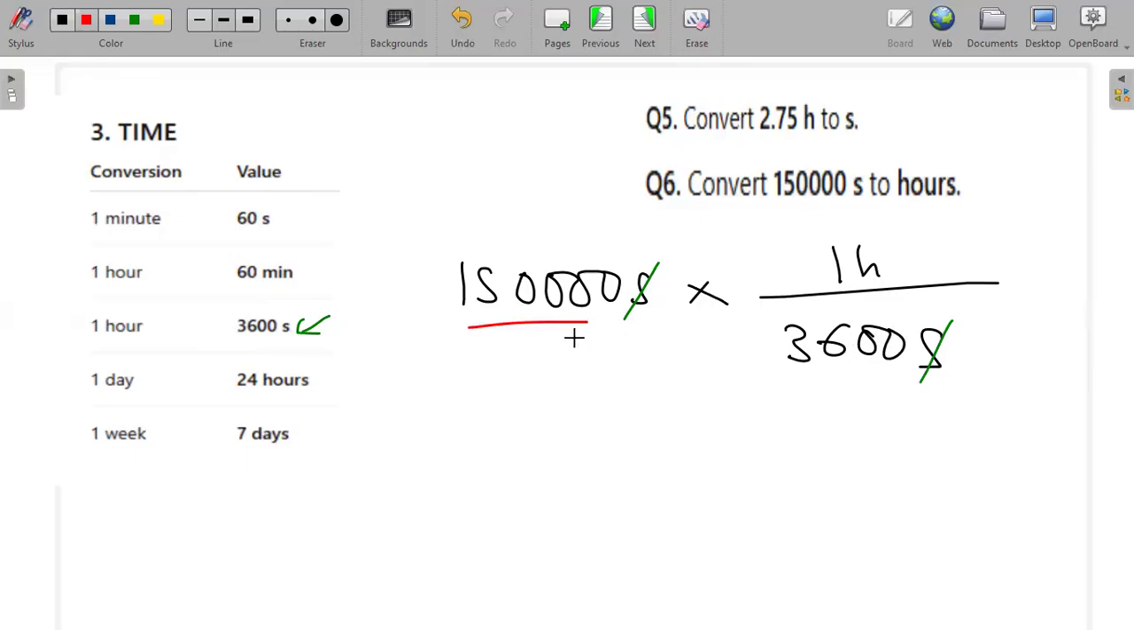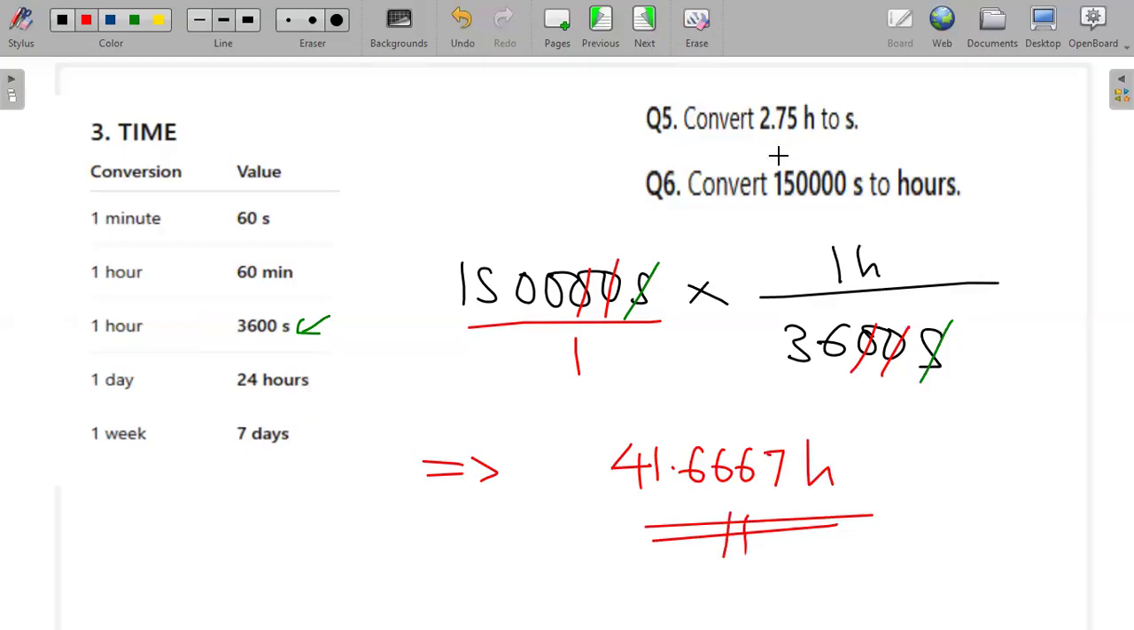So I can cancel out some of the zeros here. I can say this 0 and this 0 cancels out with this 0 and this 0. But if you want, just punch it directly onto the calculator. Okay, there's no problem. So this will be 1,500 divided by 36. Okay, so 1,500 divided by 36 is going to give me 41.6667. And this will just be what? Hours. So we have converted from the seconds to the hours. Okay, so those are the examples concerning time.